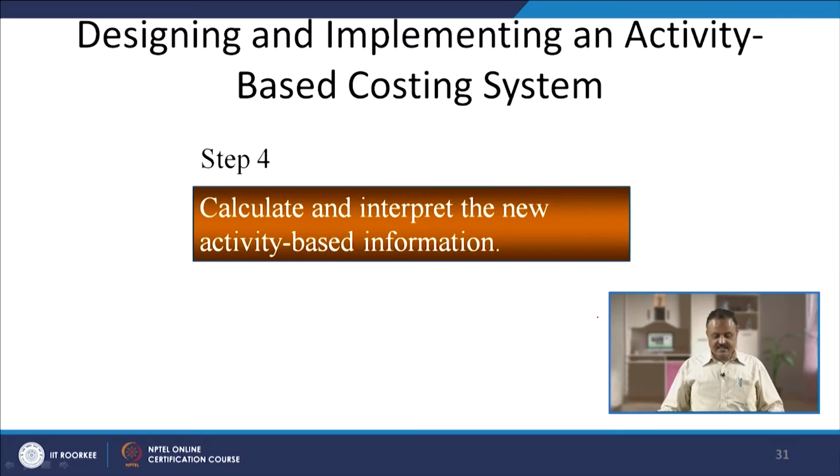And the fourth step is calculate and interpret the new activity based information. Once you have calculated the total resource cost, indirect cost, you have identified all activities, you have identified the cost per activity, you have identified the drivers, and then you know how to allocate that cost to the different products. So, you calculate that per unit cost multiplied by the number of activities or the drivers, and then you add up to the products, so that the right amount of the fixed cost is added to the right product and the right cost is calculated.